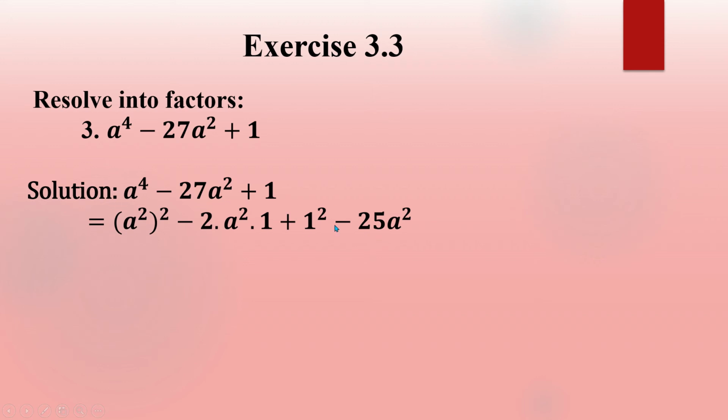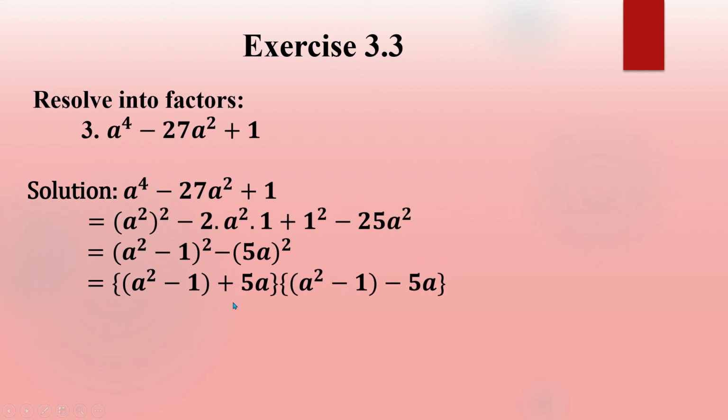But this makes the formula (a minus b) whole square, where a means a square and b means 1. So (a square minus 1) whole square, and we can write (5a) whole square. As a result, we can now write (a plus b) into (a minus b), because here is a square minus b square, which means (a plus b) into (a minus b). Here a means a square minus 1 and b means 5a.